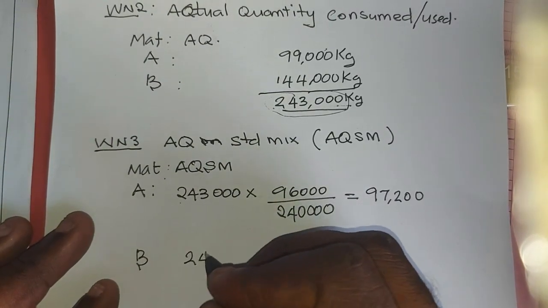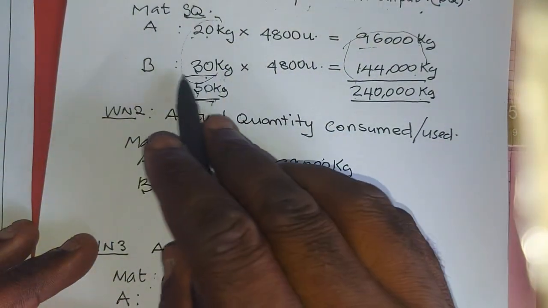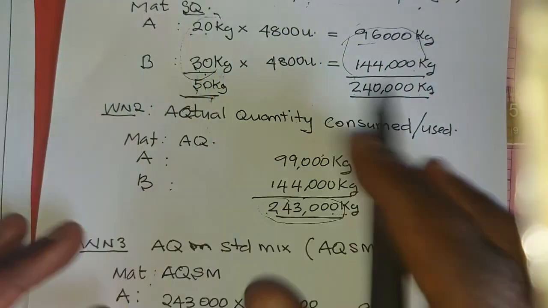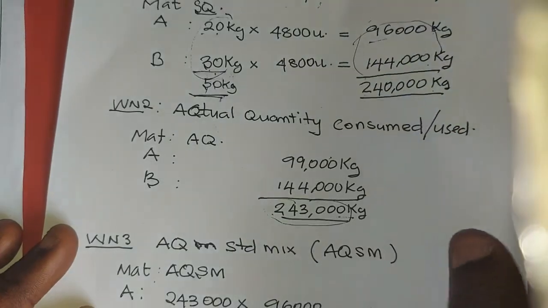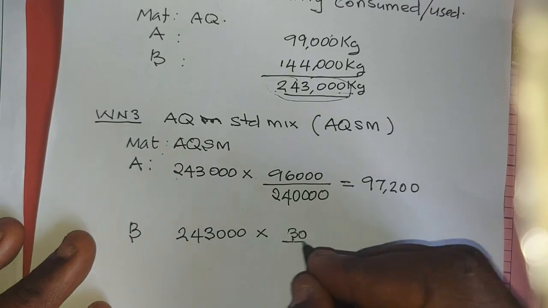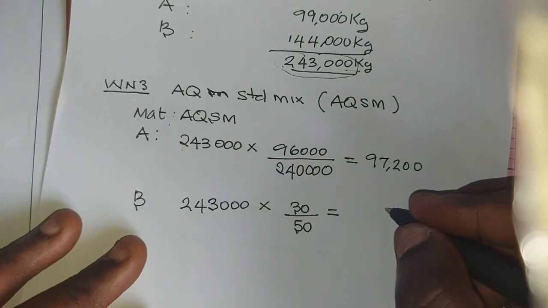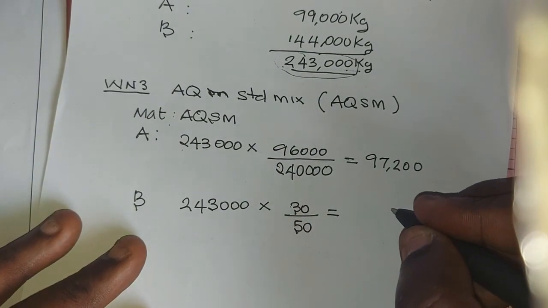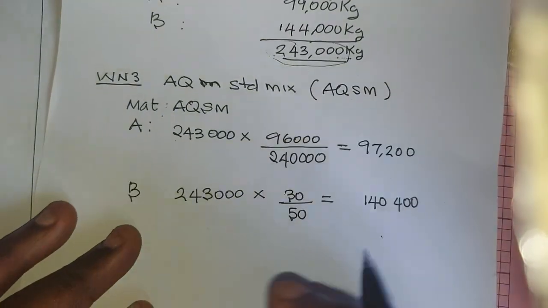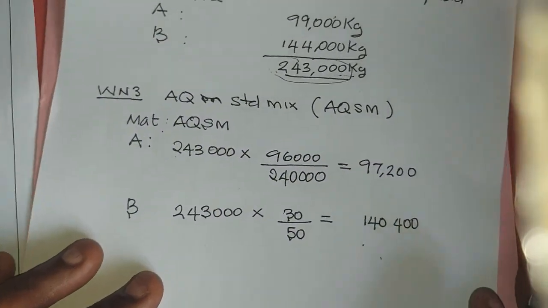Class, actual quantity of B in standard mix. The actual quantity, 243, multiplied by, of course, either you use this. So in this case, let me use this. You can use either. It will give you the same answer. You can try it. Pause the video and see whether you get the same answer. So I'm using 30 over 50, and the answer here will give you 140,400. Okay, 140,400. All right, so students will take note of that.